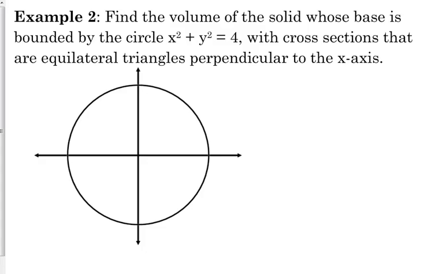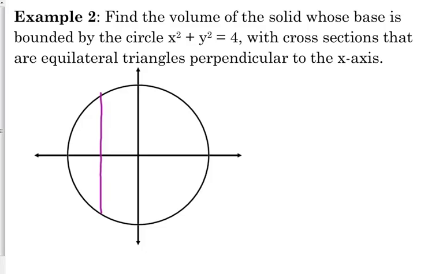They're perpendicular to the x-axis. The base is perpendicular to the x-axis. So you're going to have triangles that are sticking up. Okay. So you're going to have bases here, and from that base, you're going to have your triangle pointing up into the air. So the tip of the triangle is going to be over the x-axis because they're equilateral triangles.